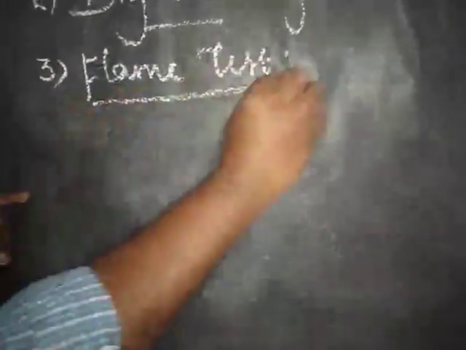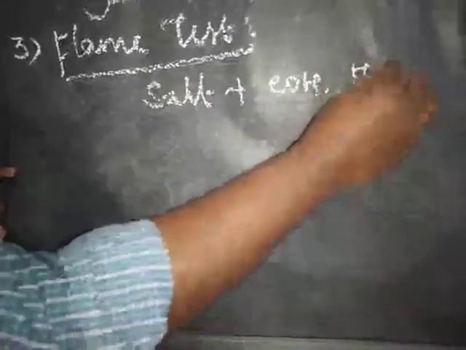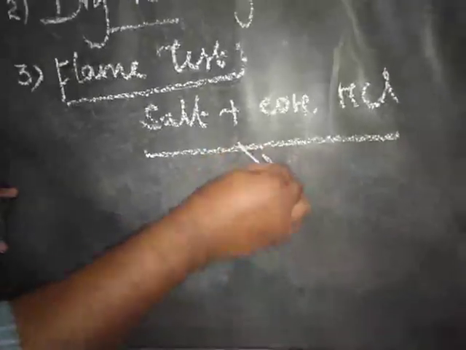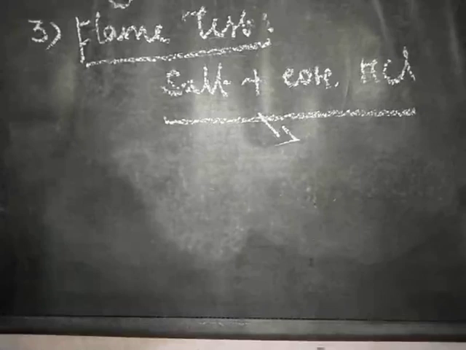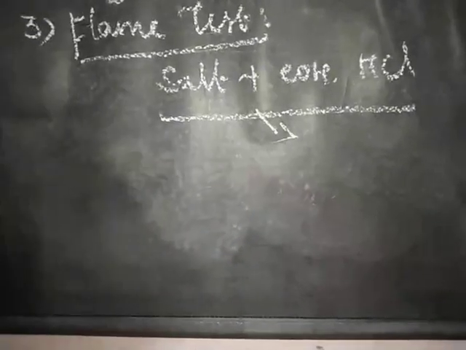Third one, flame test. The given salt is mixed with concentrated hydrochloric acid, and the mixture is heated. A platinum wire is introduced into the flame. Based on the color of the flame, we can identify the type of salt. For example, calcium shows a brick red flame, sodium golden yellow, potassium pink violet, zinc green flashes. So based on the color of the flame, we can identify what type of ions are present in the given salt.